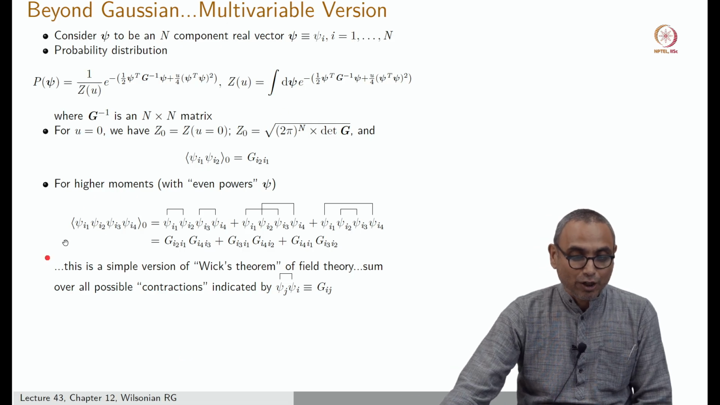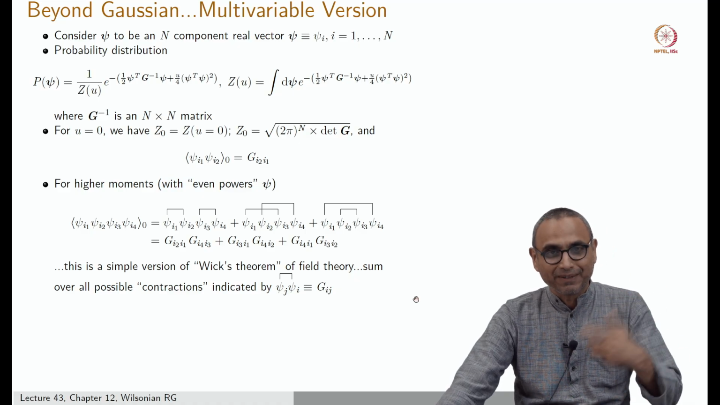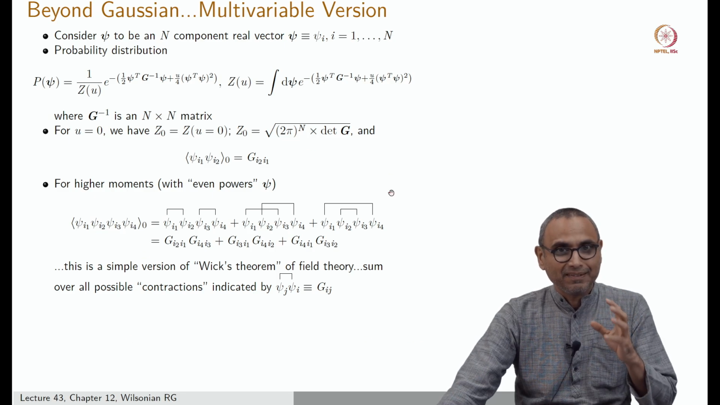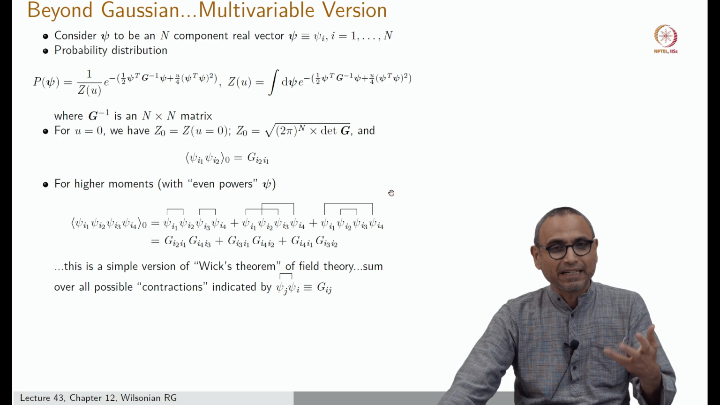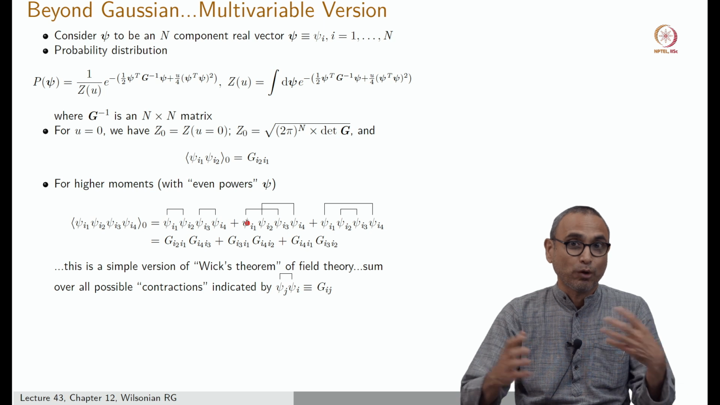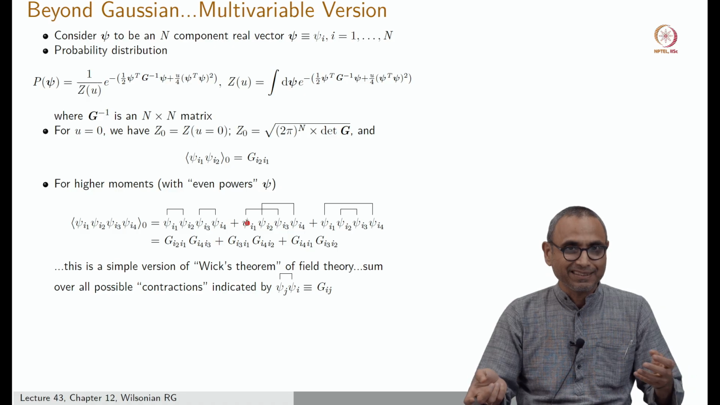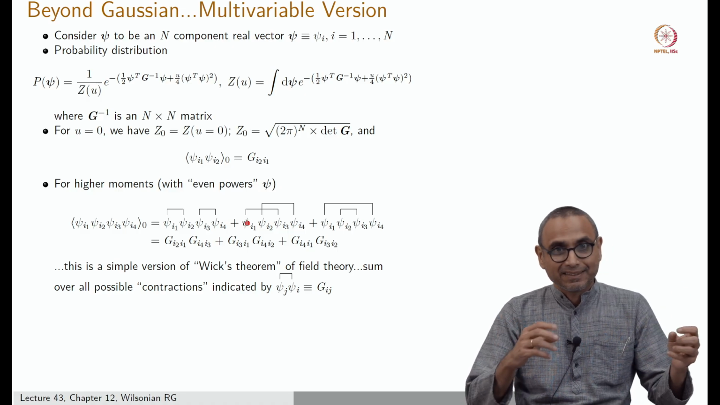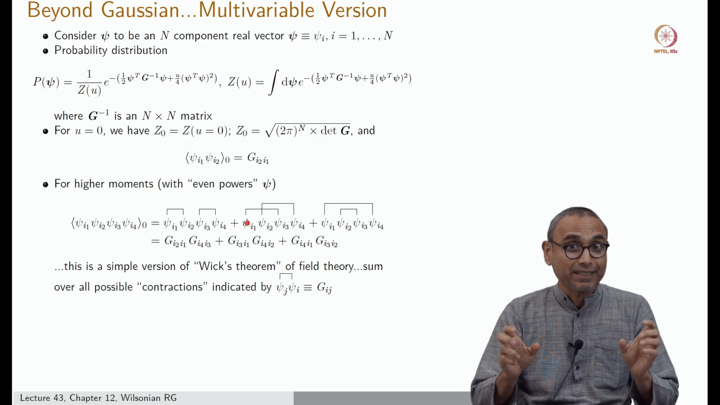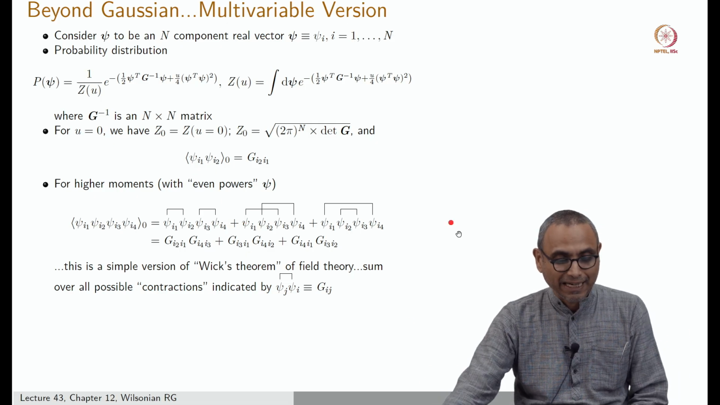This statement is called Wick's theorem, or a very simple version of Wick's theorem. This is the central workhorse, the most important technical tool that we use to do field theory calculations. It says that if I have a Gaussian, then any moment of the Gaussian, however multidimensional it is, can be obtained as a sum over all possible contractions, and each contraction will be a product of moments of this kind. So that is the idea.